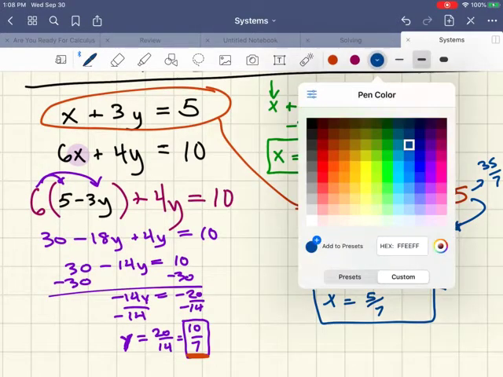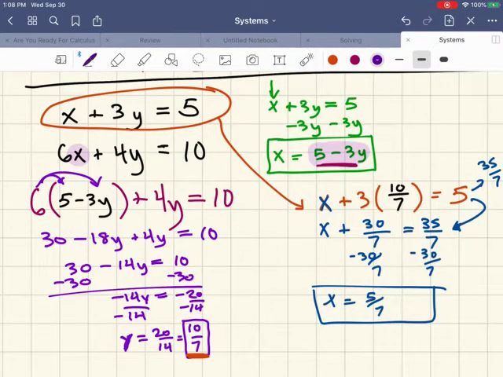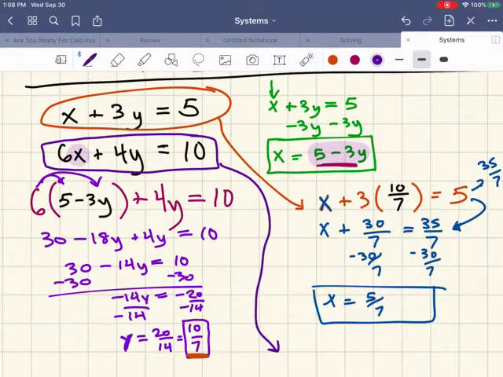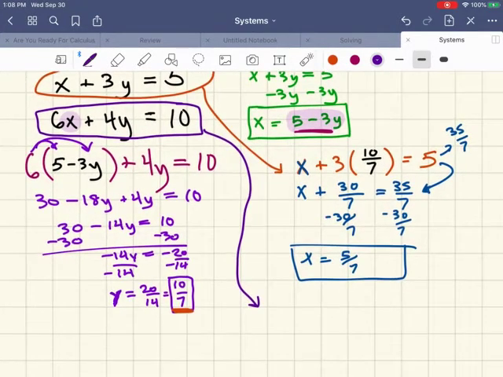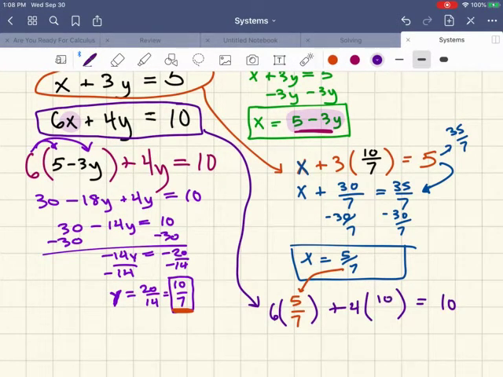Last step is to confirm that this is correct. And on this problem, it's a lot more work because of the fractions, but if I take both of those numbers and plug them into this second equation, if I get a true statement, I know that I've done it correctly. So I'm going to use 5/7 here, and I'm going to use 10/7 here. That comes from this one.